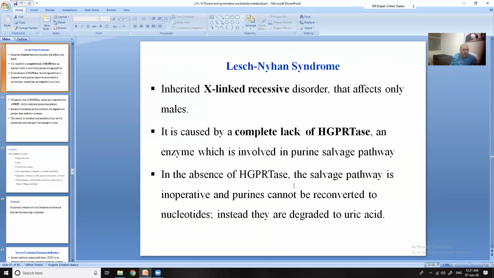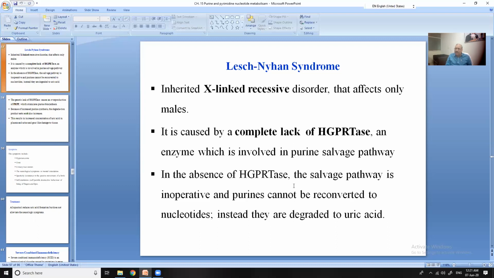Now come to another disease. It is Lesch-Nyhan syndrome, which is also very important, and you will find the question in the examination. Lesch-Nyhan syndrome. What is this? It is an inherited X-linked recessive disorder that affects only males, and it is caused by a complete lack of HGPRTase, an enzyme which is involved in the purine salvage pathway.